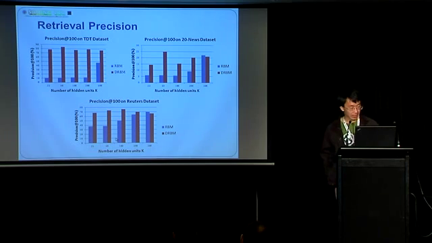Here are the retrieval results on the three datasets. The x-axis is the number of hidden units. The y-axis is the precision at 100, the higher the better. The blue bars are the RBM results without diversification, and the red bars are the results with diversification. You can see from the plots that with diversification, the performance can be dramatically improved.